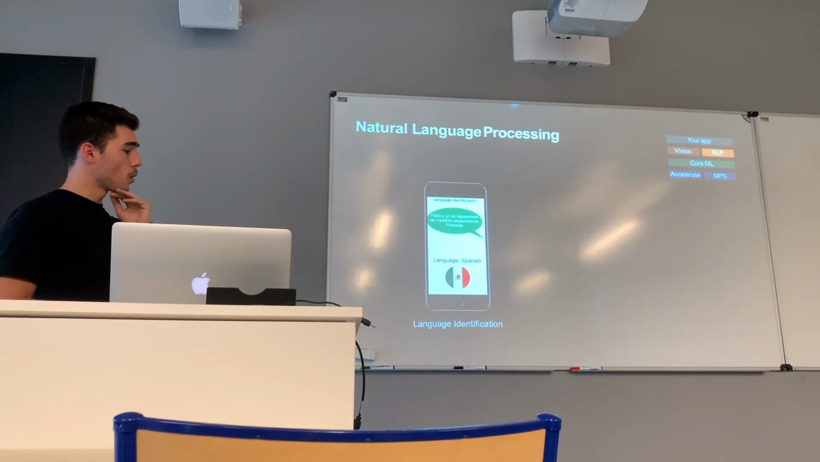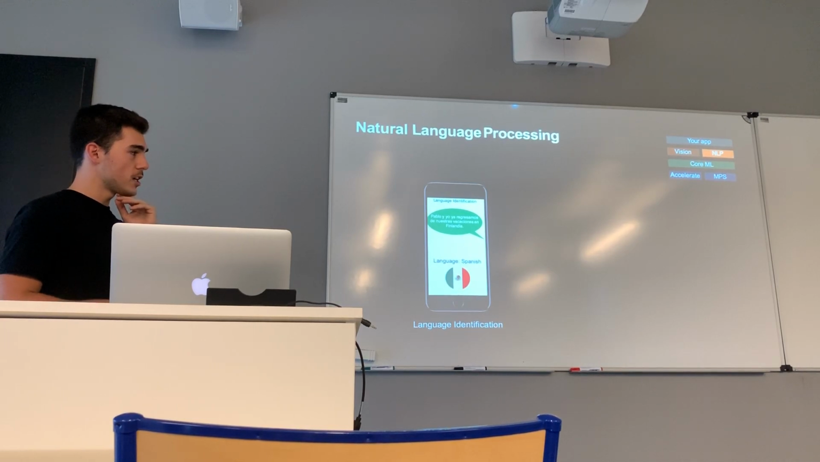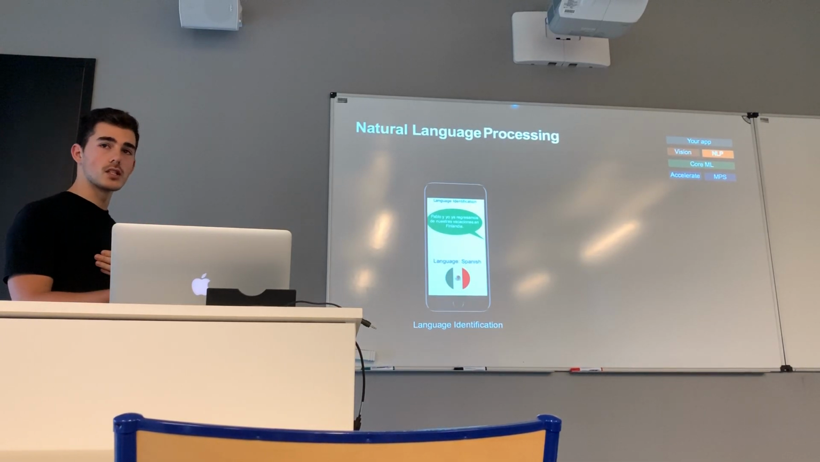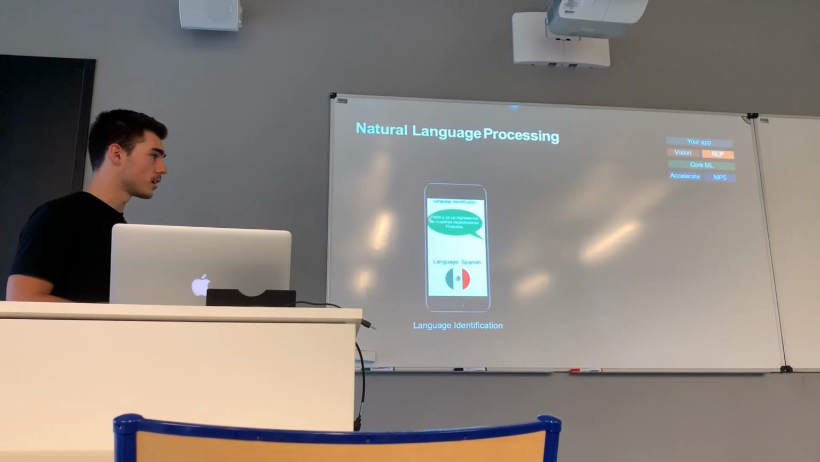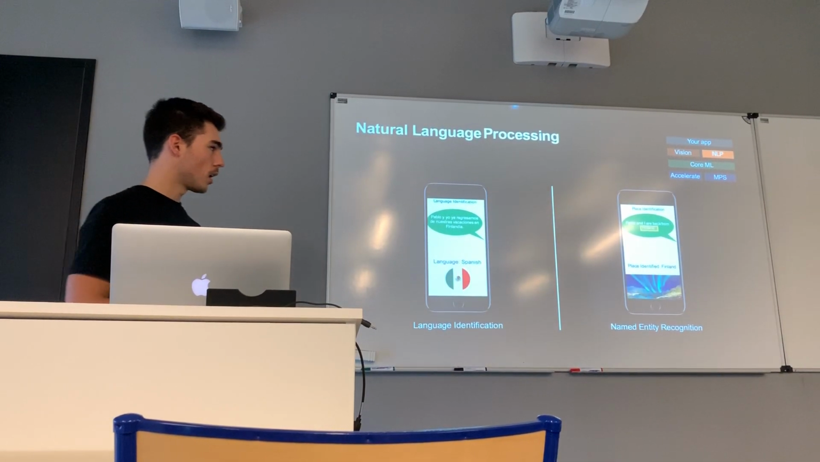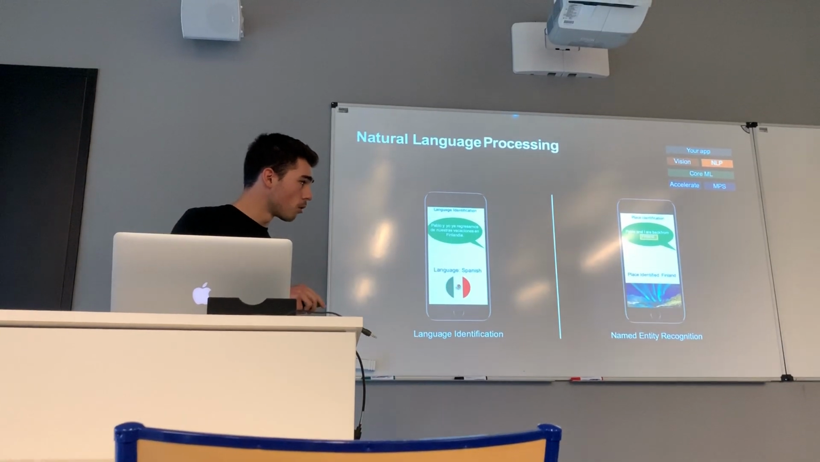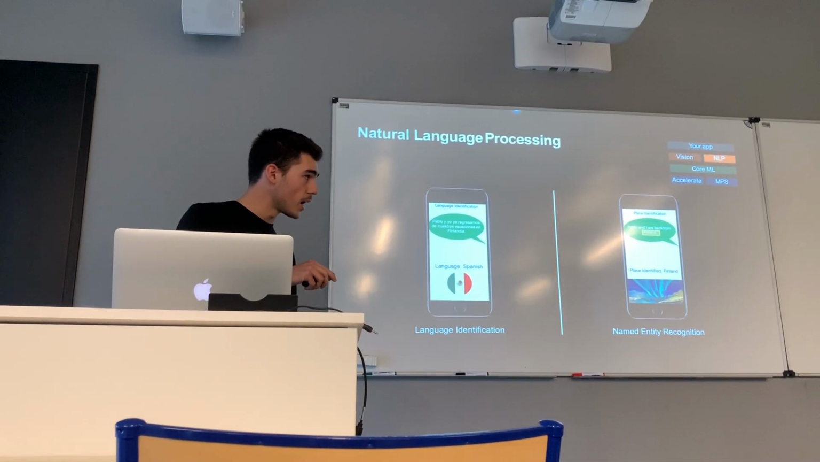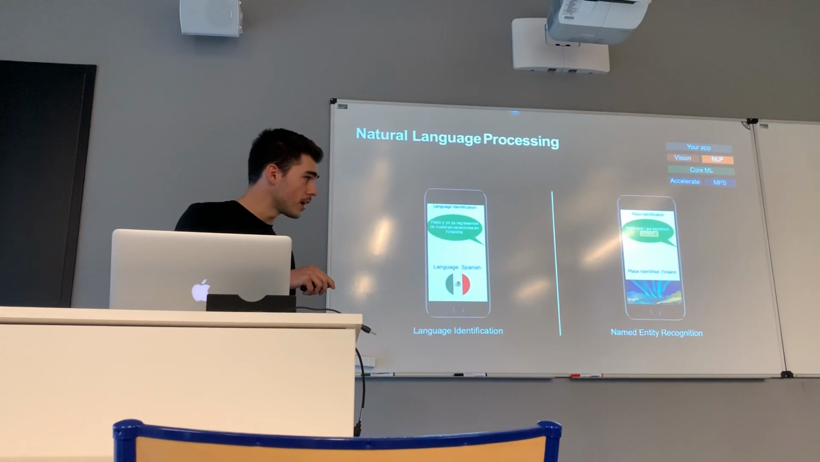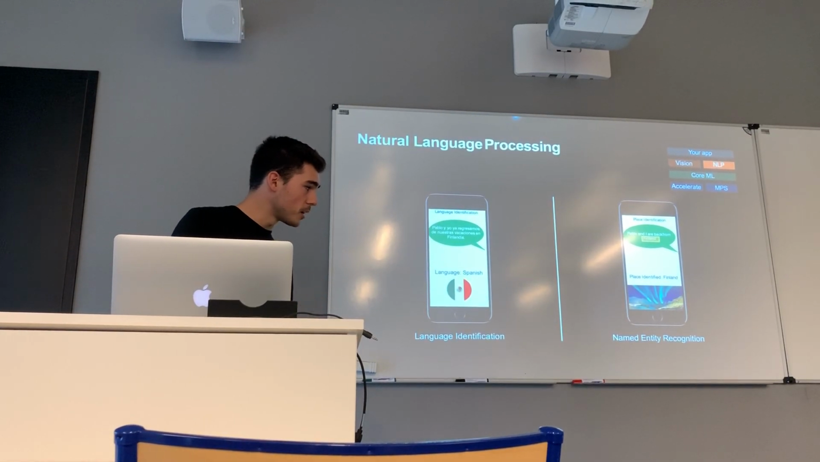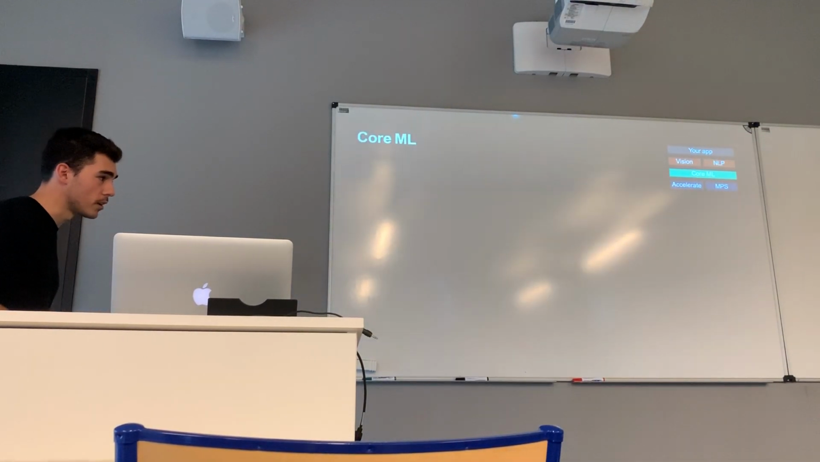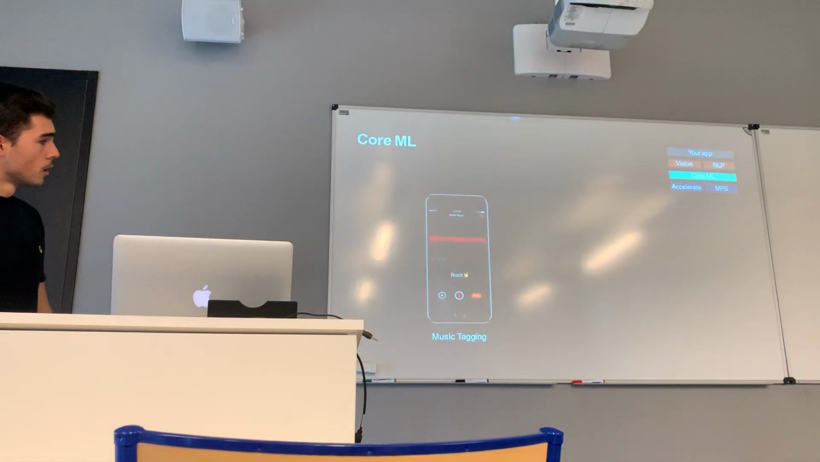Natural language processing, why? You get language identification, so you just provide a message, and the libraries can tell you which language is being used. Some entity recognition, so you just provide a sentence like "Pablo and I are back from Finland," and the place identified is Finland.